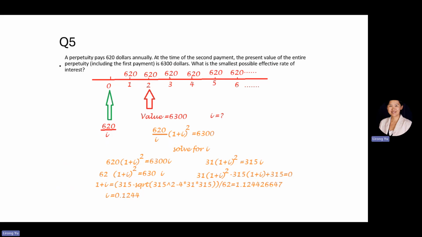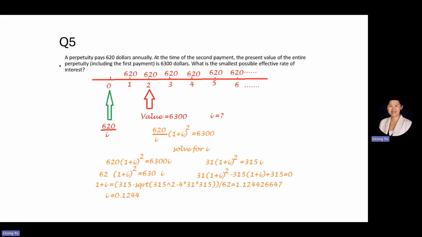This is actually a degree 2 equation. You multiply both sides of the equation by I, and then we realize both sides of the equation have a common factor. We divide out the zero. Then we have an even number. Divide both sides by 2. We have 31 times 1 plus I to the power 2 equal to 315I.